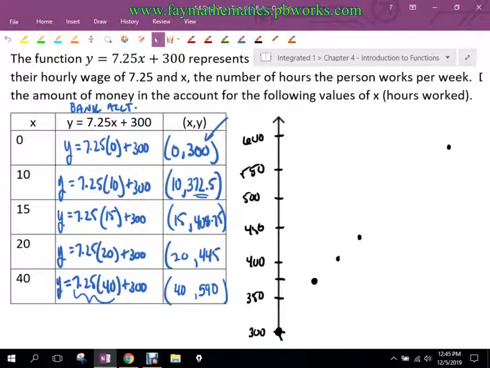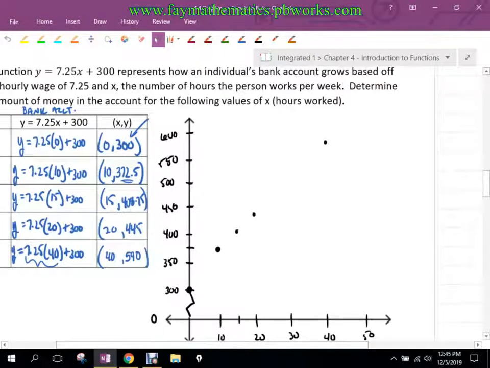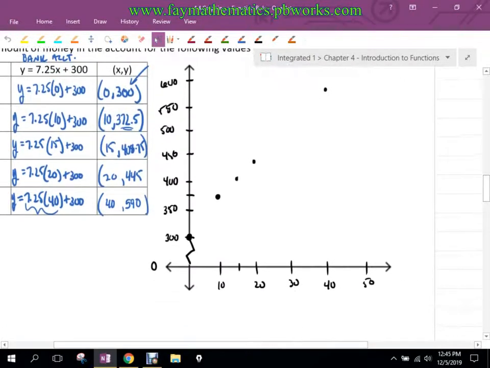Okay, so yesterday we were talking about this thing here, and at the end of the period we quickly, haphazardly created this graph, okay, and then the bell rang, we didn't have a whole lot of time to talk about it. So we looked at those ordered pairs, and then that column that goes 0 to 300, 10 to 372.5, all the way down to 40, 590. We've got that graph, okay? So this is the second to last page, I believe.